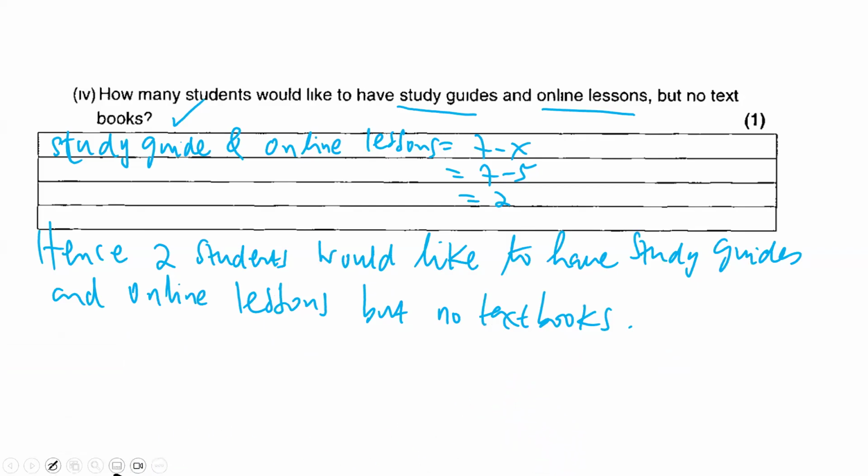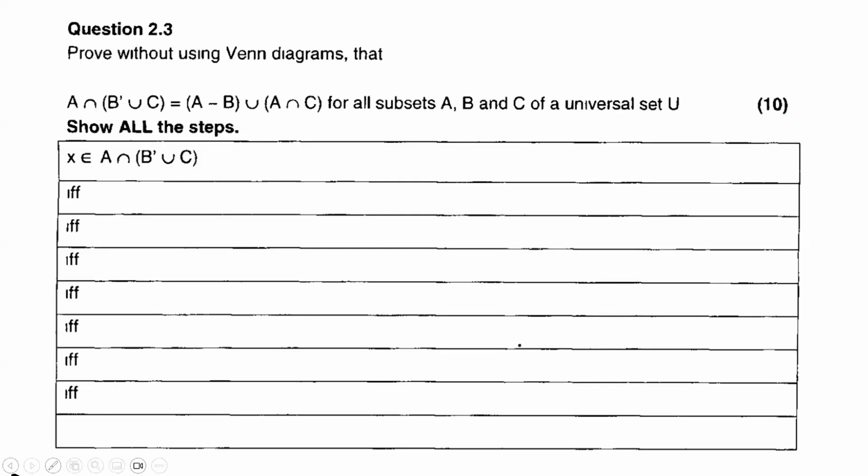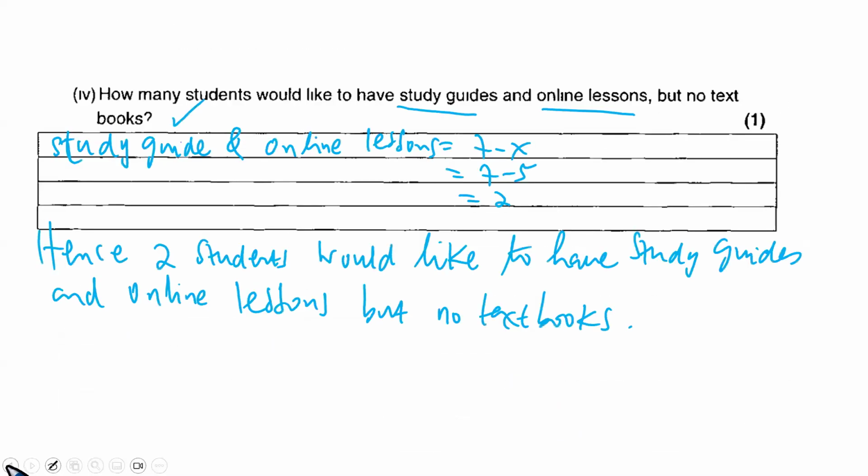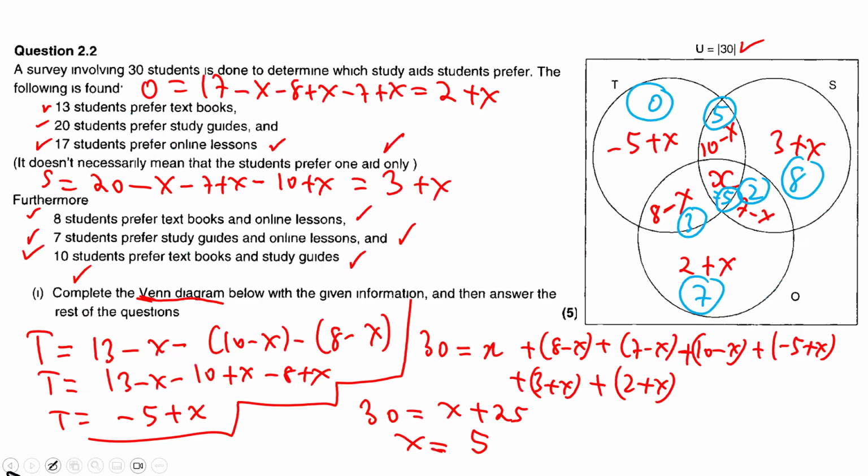Let's look at the next question. But also you would realize that in this particular case it is something we have done already. You could just take the 2 and say 2 students prefer study guides and online lessons, but no textbooks at all. Next question.